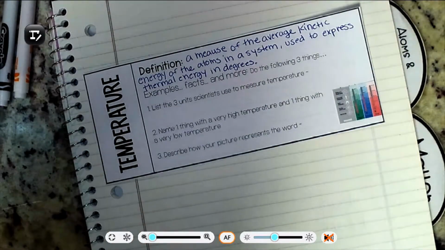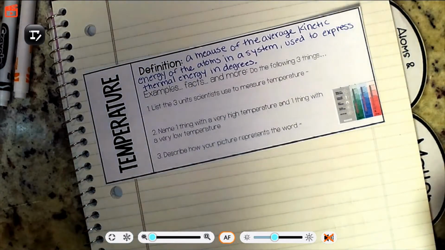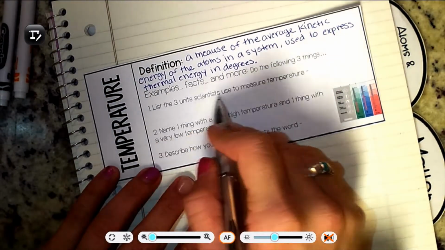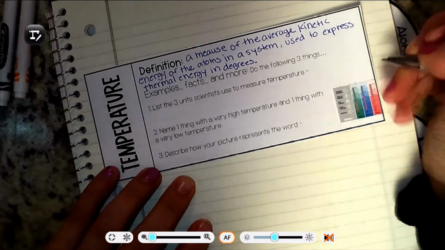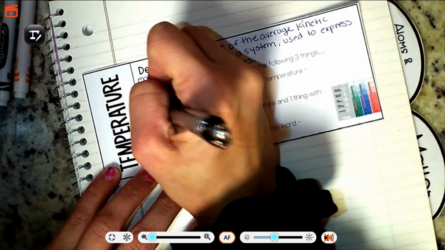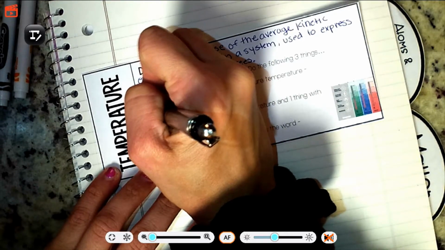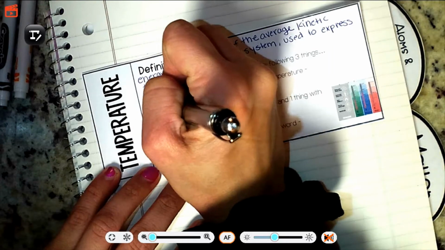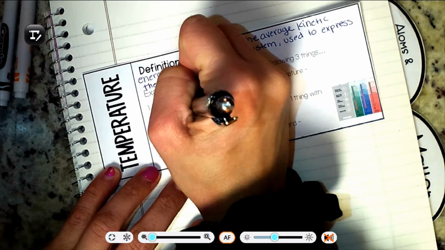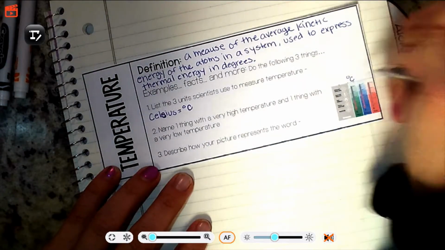Okay, so over here we've got the 3 units that scientists use. Our question, list the 3 units scientists use to measure temperature. So our first one is Celsius. It's an S. Celsius, which is equal to degrees C. That's this one. Degrees C.